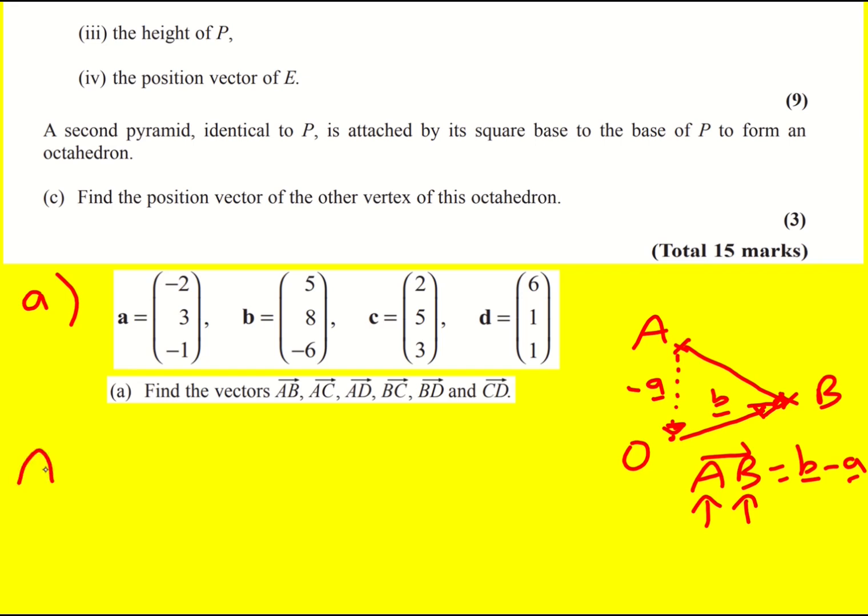So let's go ahead and do this. It should be quite quick. Should we show all our working? You just need to be careful that you don't make a mistake, because one little mistake can cost us a lot later on. Okay, so 5 minus 2 is 7. 8 minus 3 is 5. Minus 6 minus 1 is minus 5. First one's done. Now let's do AC.